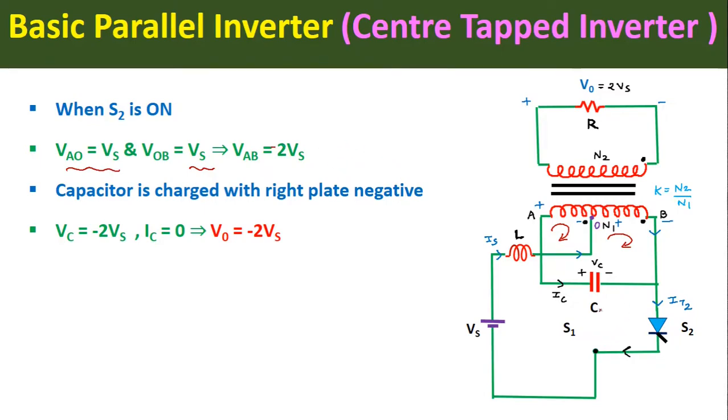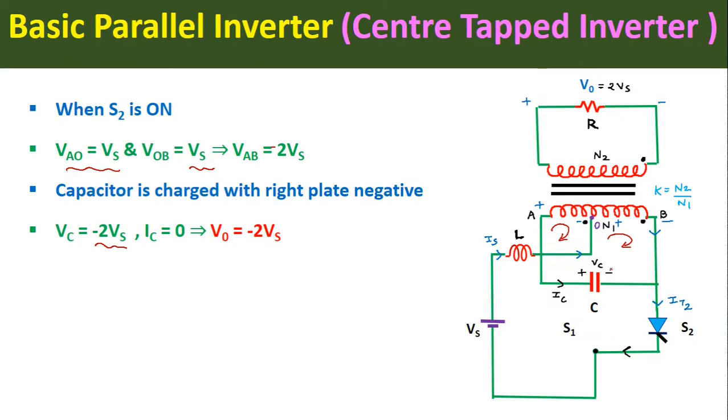Now the capacitor will be again charged with reverse polarity. That means the right hand side plate will be negative with respect to the left hand side plate, as you can see. So the maximum voltage across this capacitor can be equal to minus 2Vs. So when this capacitor is charged with minus 2Vs, which is the maximum voltage across the capacitor, the current will be equal to 0. So here you can see the capacitor current direction is also reversed with respect to the first case when the S1 SCR was in the on condition.